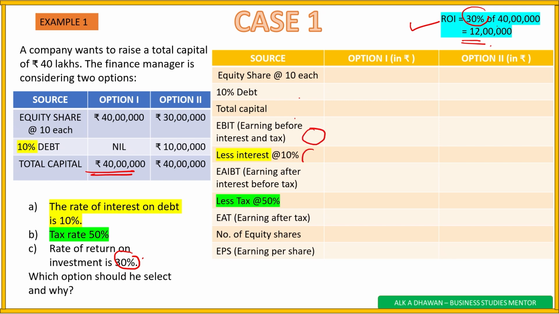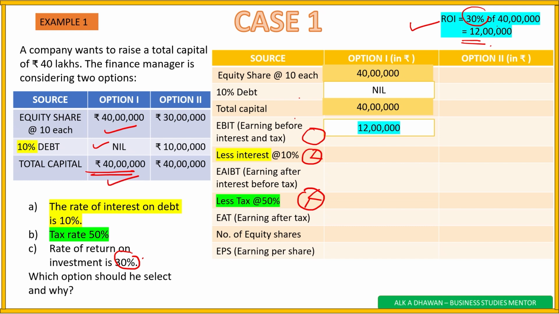And the first cut we had made in the circle was interest. Then we made another deduction, which was tax, and then we calculated EPS. So we are going to move forward in a similar manner to solve this. Now in the first case, the equity share capital is rupees 40 lakhs. Debt is nil. Total capital is 40 lakhs.